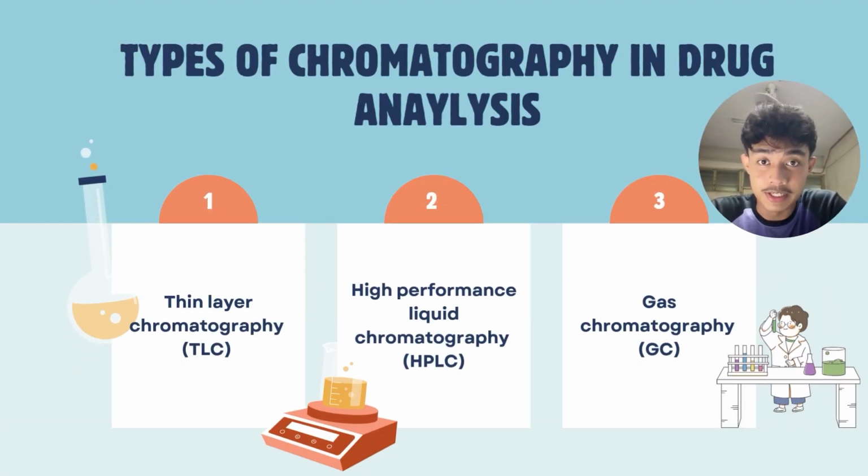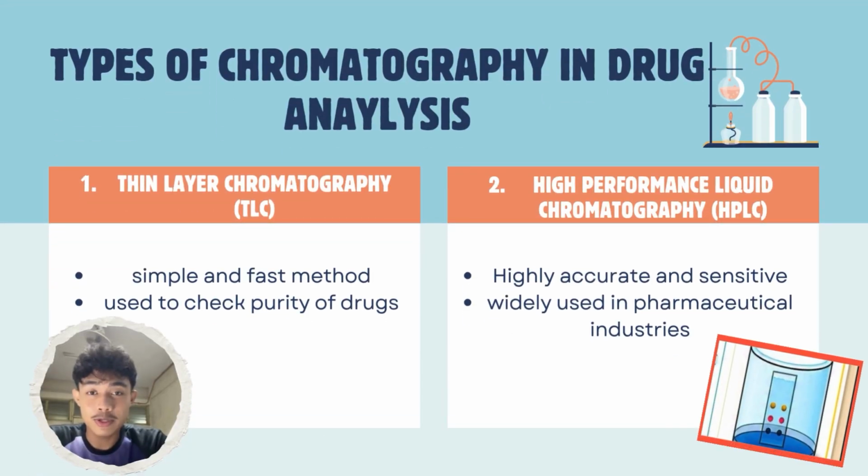Now I will explain the types of chromatography used in drug analysis. There are several types of chromatography, but the three most common methods are thin layer chromatography, high performance liquid chromatography, and gas chromatography. The first one is thin layer chromatography or TLC. TLC is a simple, fast, and low cost method. It is mainly used to check the purity of drugs and to compare different compounds. Because it is quick and easy to perform, it is often used for preliminary testing in laboratories.